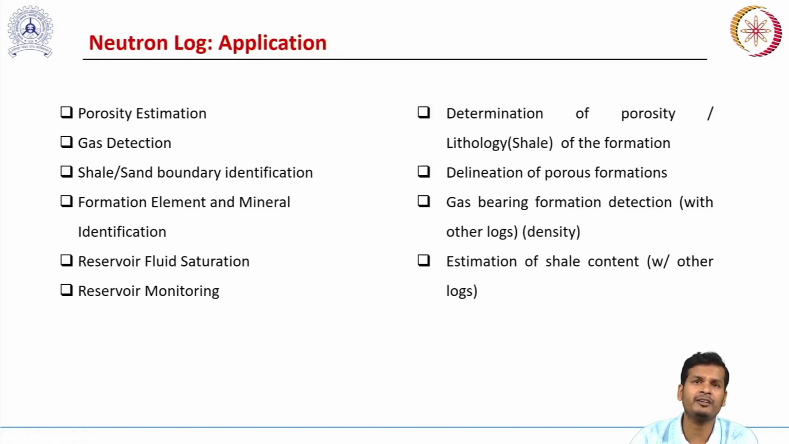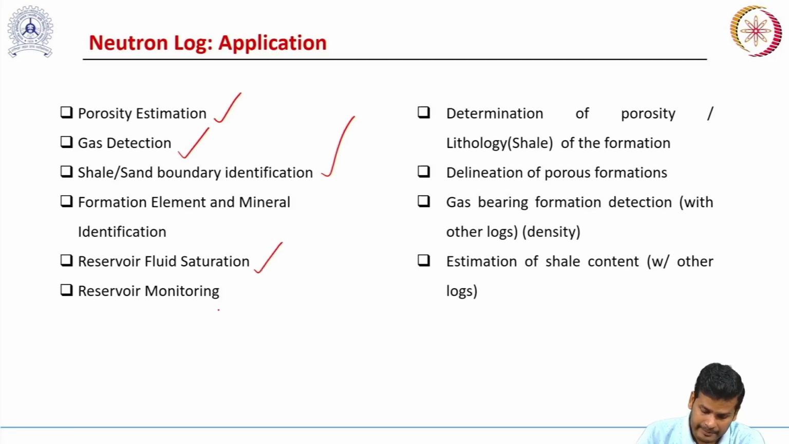So let us start with the neutron logging applications first. The neutron logging tool can be used for porosity determination, identification of gas bearing formations, sand boundary identification, and also for formation elemental and mineral identification. That means we can determine individual element concentrations or individual mineral concentrations inside the formation. It can be used for reservoir fluid saturation, and thus by monitoring fluid saturation changes inside the reservoir, we can use the neutron logging tool for reservoir monitoring operations, such as monitoring our different development and production activities. So these are the general applications of the neutron logging tool.